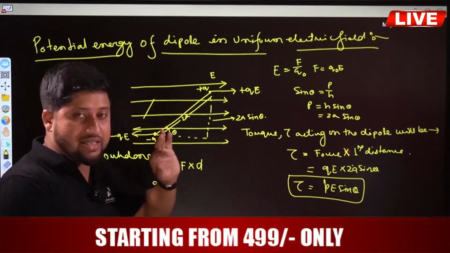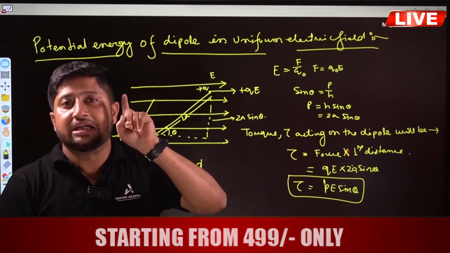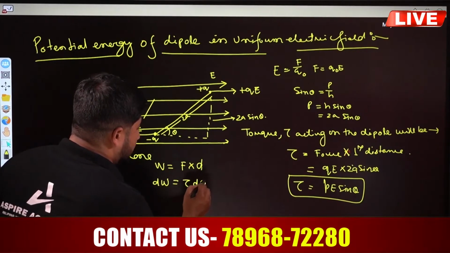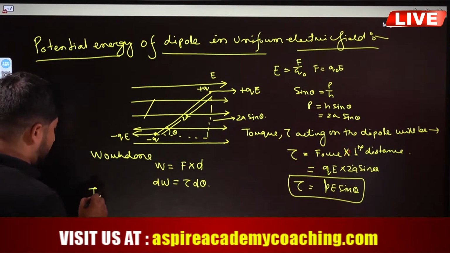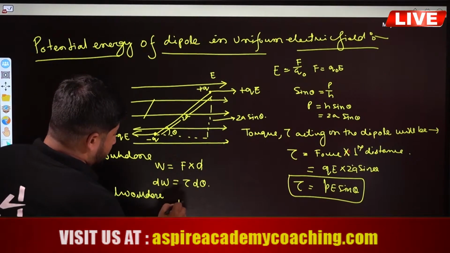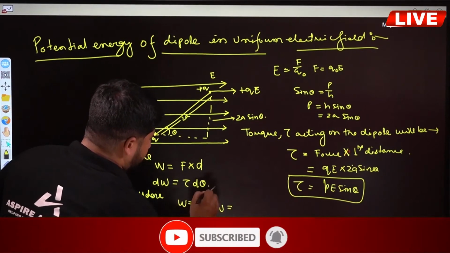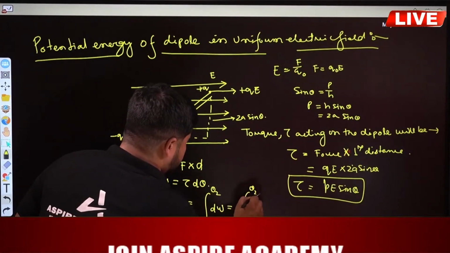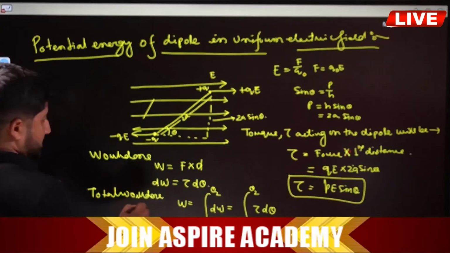If it is rotated, what work is done? Which force is responsible for this rotation? This is torque, and the rotation is theta. So tau d theta is the work done here. The total work done W is obtained by integrating dW, with limits theta 1 to theta 2. So dW means tau d theta.